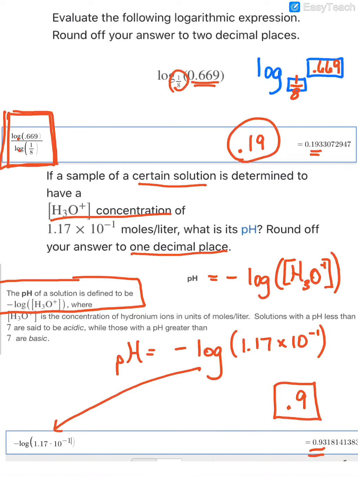And notice they go on to tell us, just so we understand more about pH, that when a solution has a pH less than 7, it's said to be acidic. Whereas if the pH is greater than 7, it's said to be basic. So this is definitely less than 7, so we would be talking about something that is acidic.